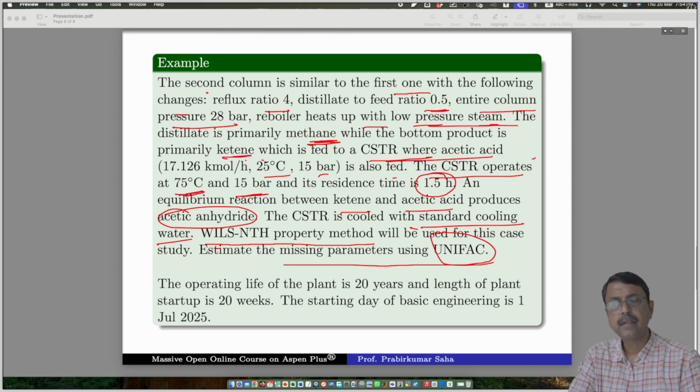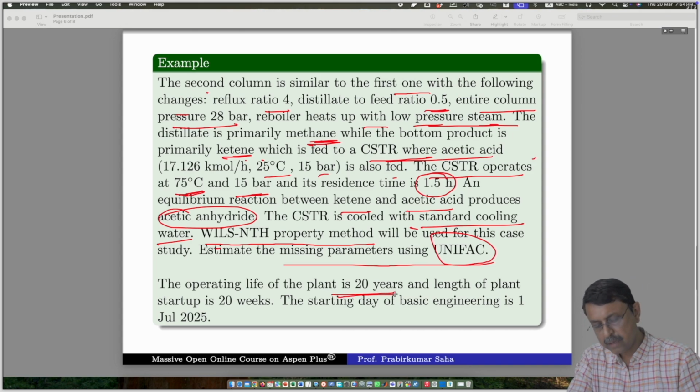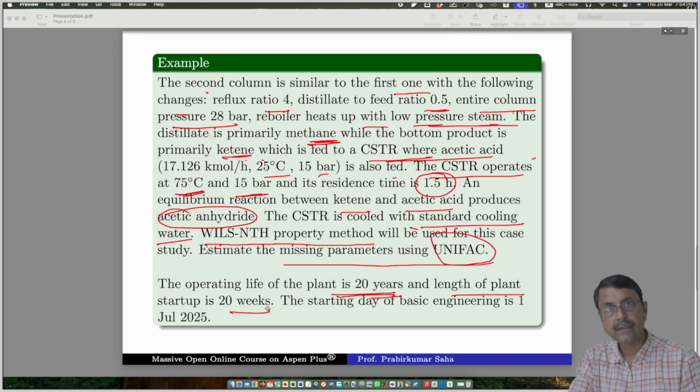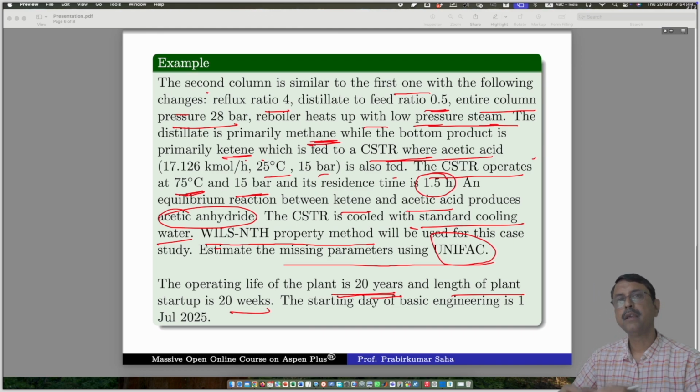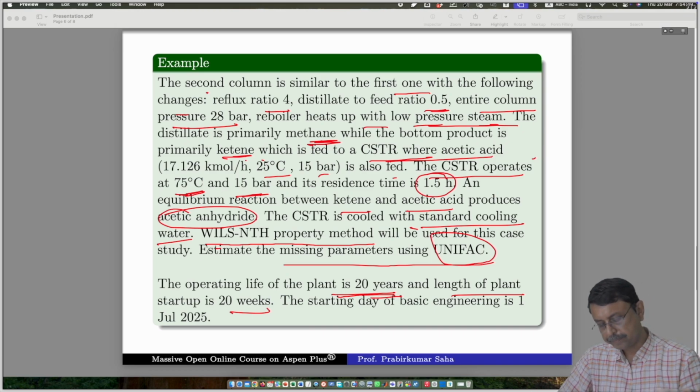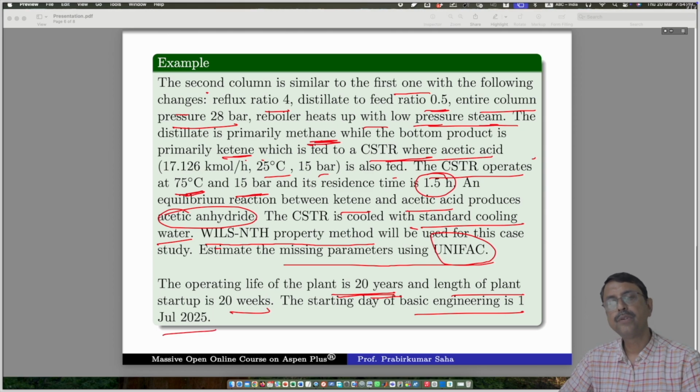Now there is some added information that has been given, like the operating life of the plant is 20 years, because this will be very necessary for cost calculation. Okay. So the operating life of the plant is 20 years. The length of plant startup is 20 weeks. So within 20 weeks, it will be developed, commissioned, and start up. The starting day of the basic engineering is 1st July of 2025. So these are the few pieces of information that we have to feed into the Aspen Plus costing options.